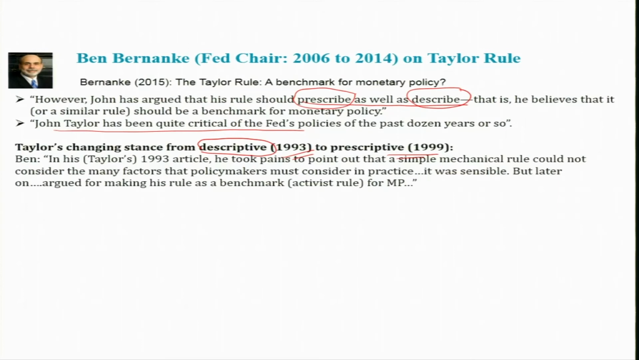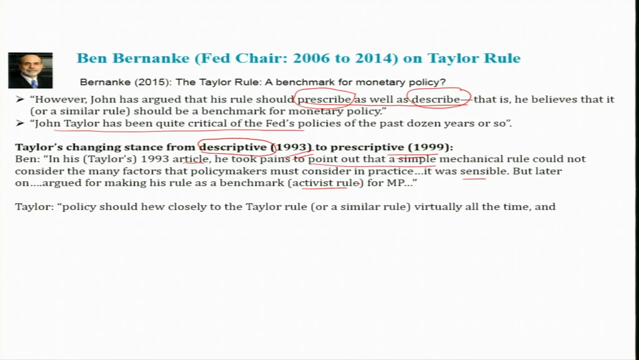That means arguing that the Fed should follow this rule while setting the Fed funds rate, while formulating monetary policy. So Ben, in his 1993 article, took pains to point out that a simple mechanical rule couldn't consider the many factors that policymakers must consider in practice. So it was sensible, but later on he argued for making his rule a benchmark or an activist rule for monetary policy.